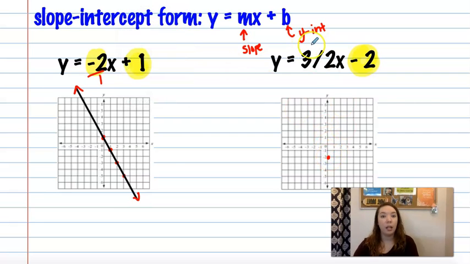And then it's always up or down on top, right or left on bottom. So this is up 3, right 2. So from my red point, I'm going up 3, right 2. And then you can do that as many times as you want. You could also reverse it and go down 3 and left 2 to continue on. Those would all be on your line.